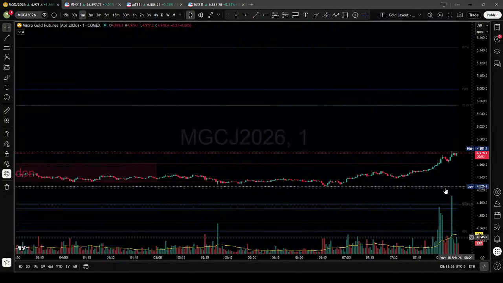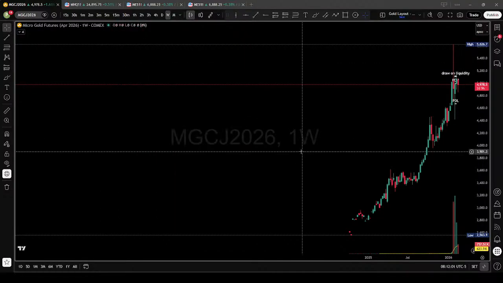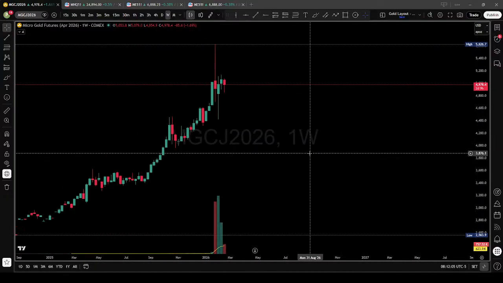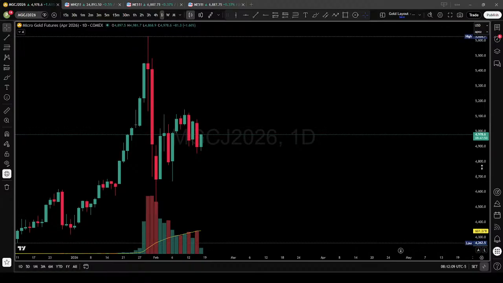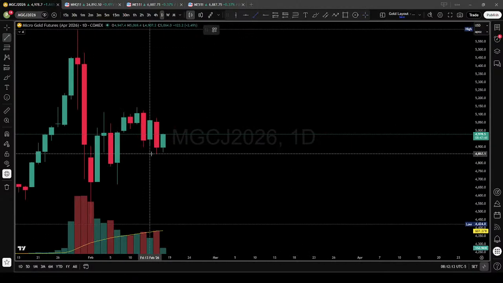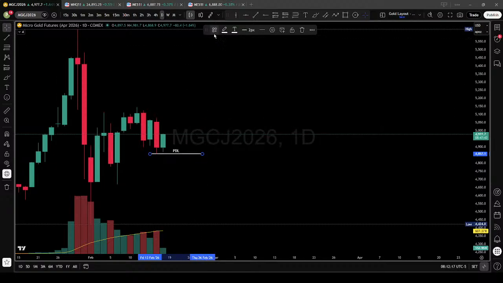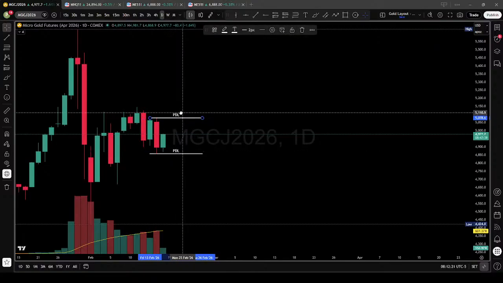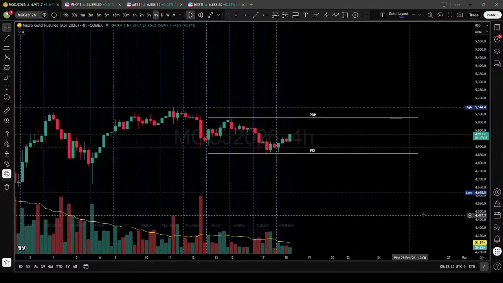Let's go watch gold. Let's do the gold analysis. Let's start with the weekly time frame. Let's take out every drawing. Weekly is bullish. Let's go to a daily time frame. One green, one red. This is previous day low. We have the same thing as previous day high. Previous day high here.